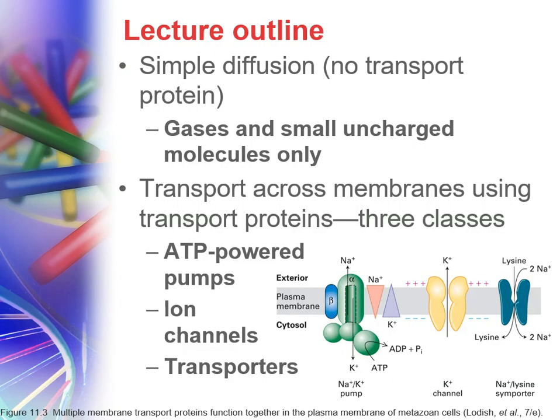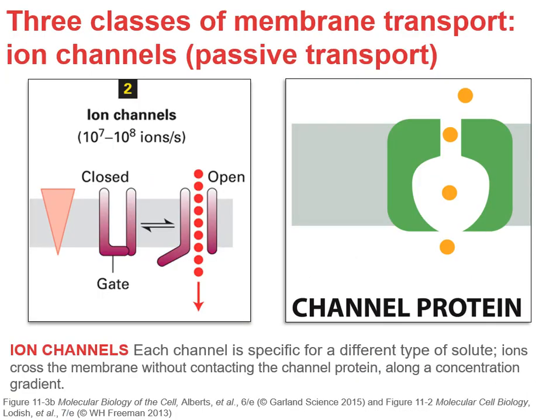Okay, where are we? We're talking about transport across membranes using transport proteins, and we talked about ATP-powered pumps. Now let's talk about ion channels. Okay, so ion channels, these are involved in the nervous system, so I thought some of you would be interested in this. So there are three classes of membrane transport. We're now talking about ion channels. This is involved in passive transport.